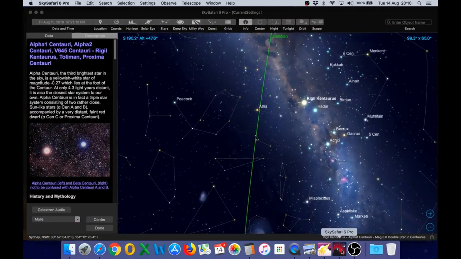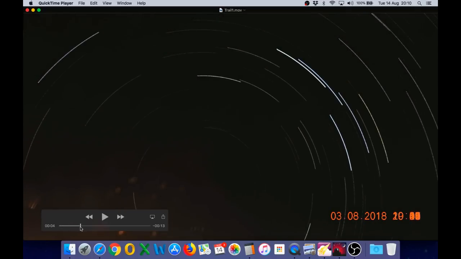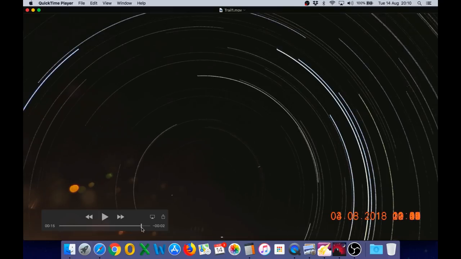Now if we go to Sky Safari Pro, you can see those stars labeled very clearly. Rigil Kentaurus, also known as Alpha Centauri, and Hadar are the two pointers, and these four stars form the Southern Cross. Now when you assemble each of the individual frames into a Star Trails video, you can see that looking south, the trails are rotating clockwise and forming nice clean circles about a central point.